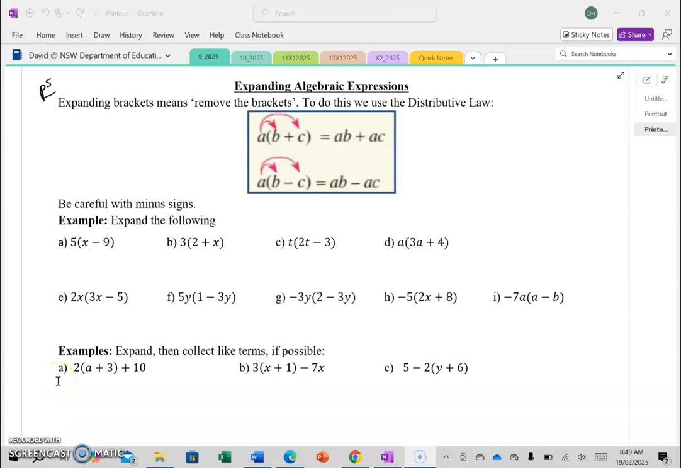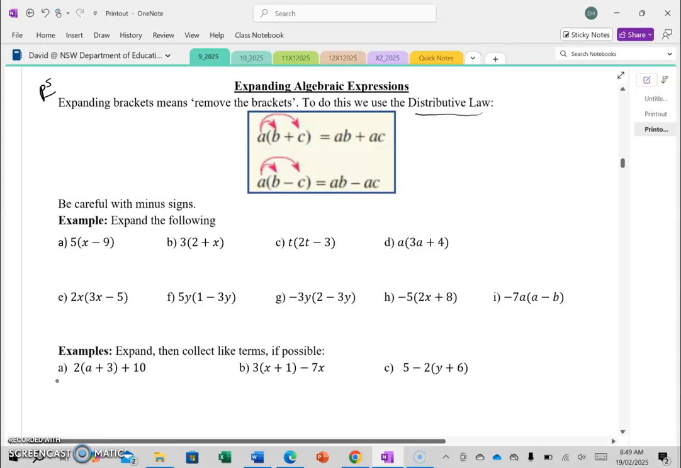Okay, we're on page 5. We're going to look at expanding algebraic expressions. Expanding means removing brackets, and to do this we use what's called the distributive law, where we distribute what's out front to each of the terms that are inside the bracket. Okay, and we are multiplying when we do so.